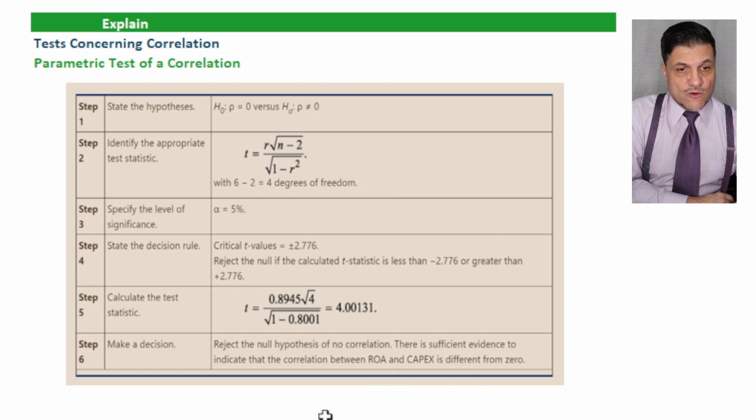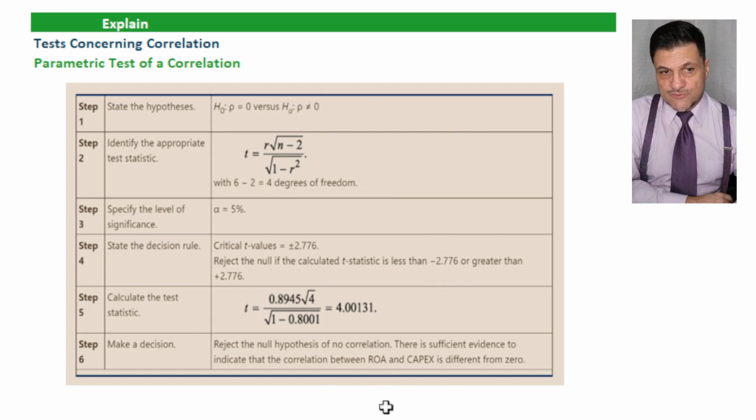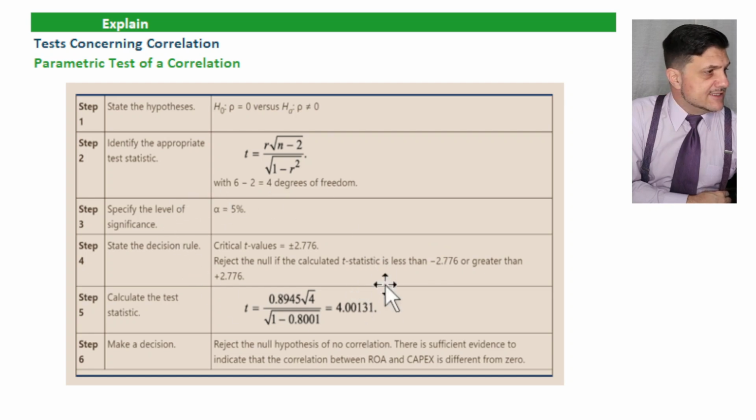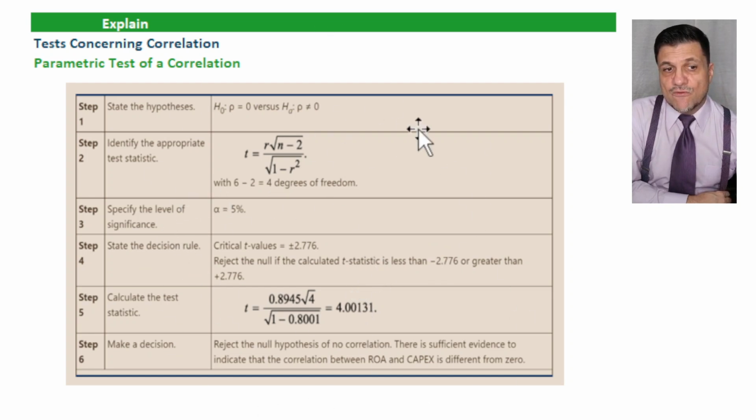This one here, I'm going to go quick because I already showed this example to you. I just brought it back to emphasize one more time that this is the parametric test for correlation. Look at that little formula again: r times the square root of n minus 2, divided by the square root of 1 minus r squared.